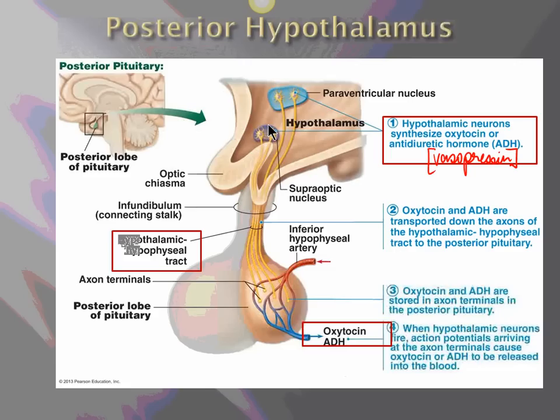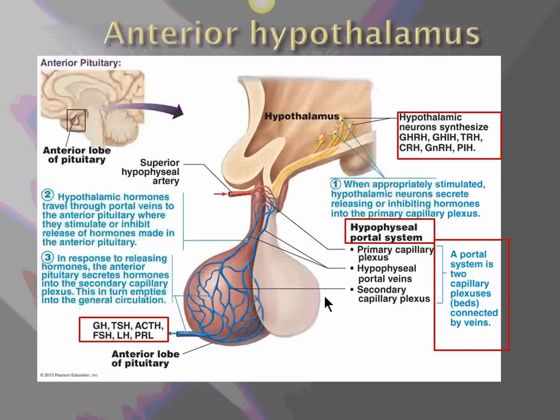So these oxytocin and ADH produced here in the hypothalamus travel in this tract. They come into the posterior pituitary where they are stored. So they are just stored over here. And then when the body needs it, there is stimulation, and from this posterior pituitary, oxytocin and ADH are then released into the bloodstream, because that's where hormones are finally released, right? So this is what the posterior hypothalamus does.